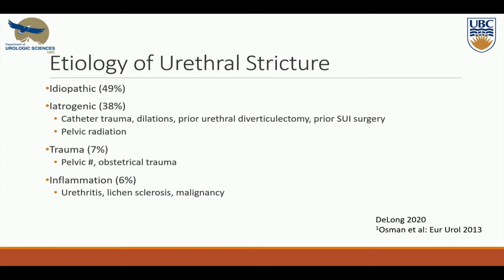So in terms of etiology of stricture disease, the majority of them are going to be idiopathic at 49%, as well as iatrogenic at 38%. In terms of iatrogenic patients, these are patients with repeated catheter trauma, possibly repeated urethral dilations. If they've had previous urethral surgery for diverticulectomy, or previous stress incontinence surgery, they're at much higher risk of stricture disease. Pelvic radiation certainly also increases this risk. Trauma can be another cause in patients with pelvic fractures or obstetrical trauma, followed lastly by inflammatory diseases, including recurrent urethritis, lichen sclerosus, and malignancy.